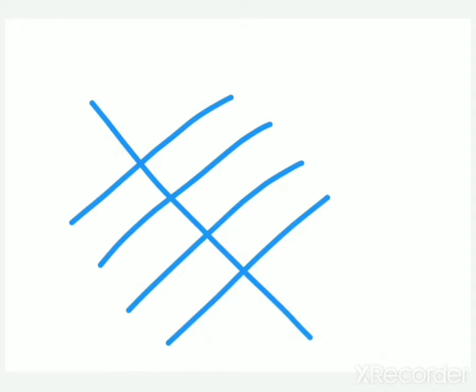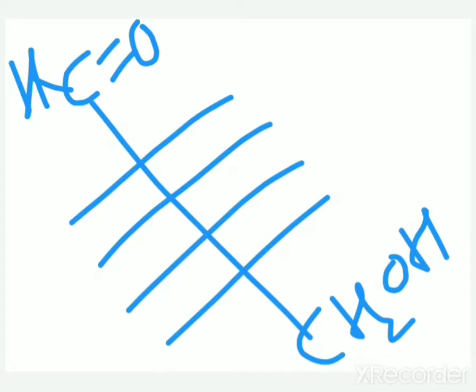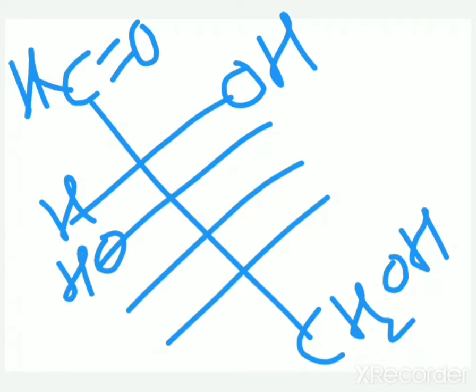Like this, on top and bottom CH2OH, right? We write CH2OH on bottom and we can write C double bond OH on top. Next, HOH. We can write OH on the left side from top, on the third carbon. This is the third carbon.